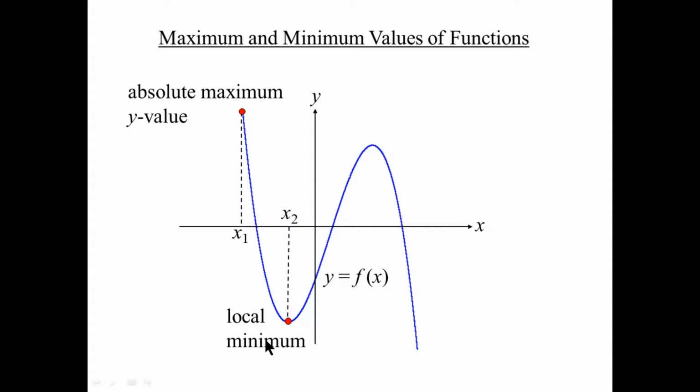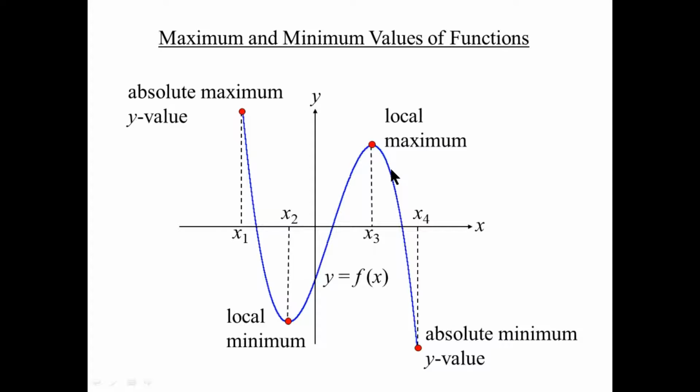At x2, we find a local minimum. The y value at the local minimum is lower than all of its neighbors, so locally it's a minimum. At x3, we have a local maximum. You'll notice that the y value at x3 is greater than all of its neighbors, so it's a local maximum. Locally, it's a maximum.